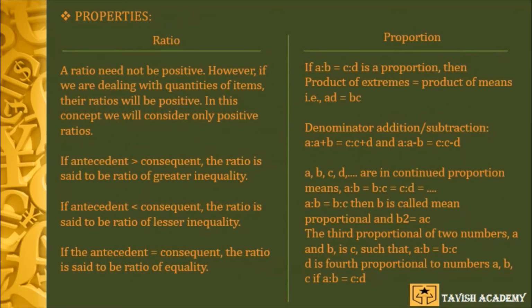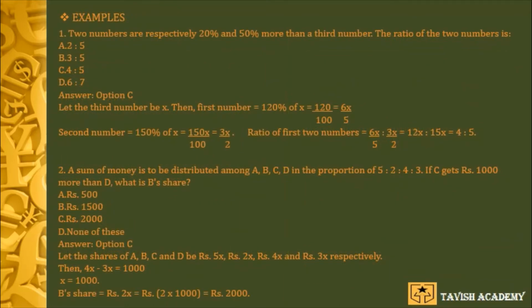So here is a list of properties of ratio and proportion. Examples. Example 1. Two numbers are respectively 20% and 50% more than a third number. The ratio of these two numbers is, our options are 2 is to 5, 3 is to 5, 4 is to 5 and 6 is to 7.